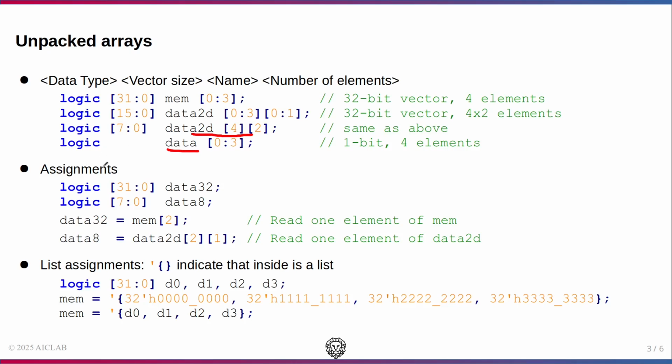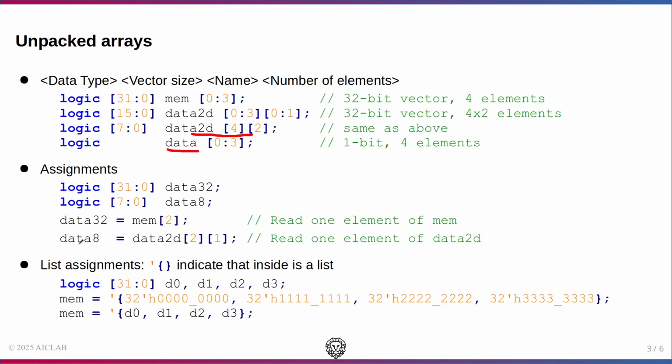Okay, now let's look at how we can assign unpacked array. For example, we select element 2 of memory, which is 32-bit, and copy it to data_32. Or we select row number 2 and column number 1 of data_2D and copy it to data_8.